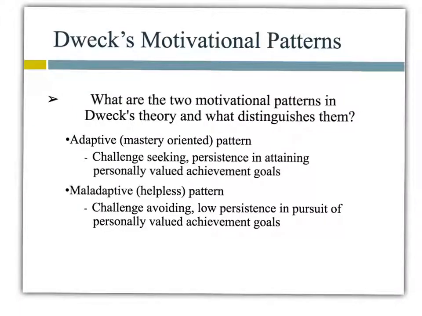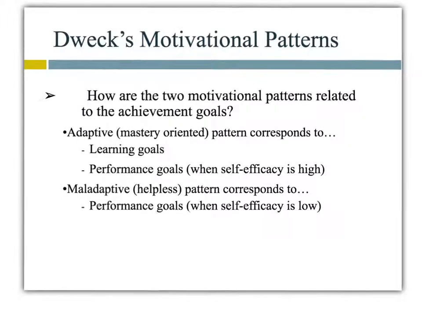Dweck posited that there were two main motivational patterns. The first she called adaptive. Adaptive motivational individuals are challenge-seeking and they persist in attaining personally valued achievement goals. Whereas the second pattern is called maladaptive. These individuals are challenge-avoiding and they show low persistence in pursuit of personally valued achievement goals.